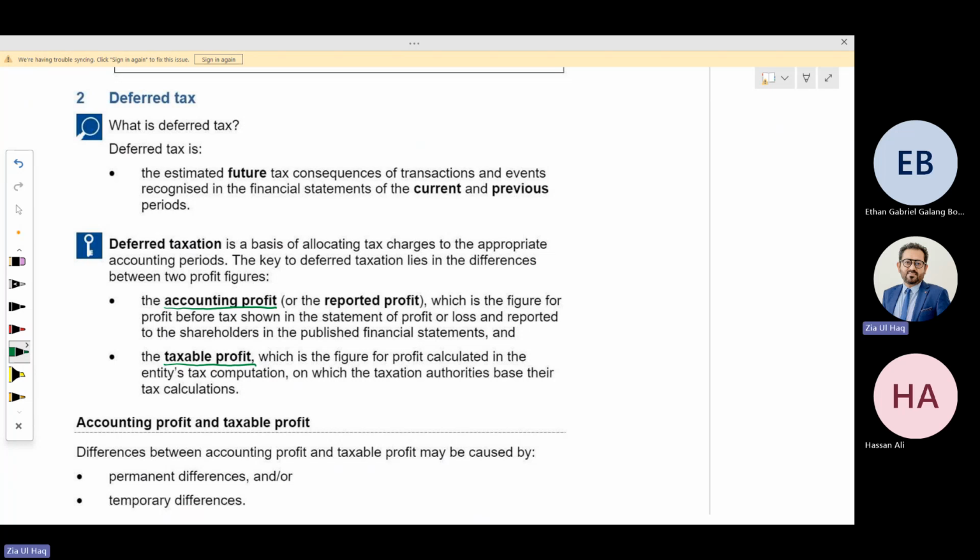What is taxable profit? The profit that is calculated according to the tax department or tax authorities' rules. They said, no, you cannot charge depreciation on a straight line basis. You need to charge depreciation using the reducing balance basis, and the rate will be 20%. This means in the initial year, the depreciation will be more. In subsequent years, the depreciation will be lesser.